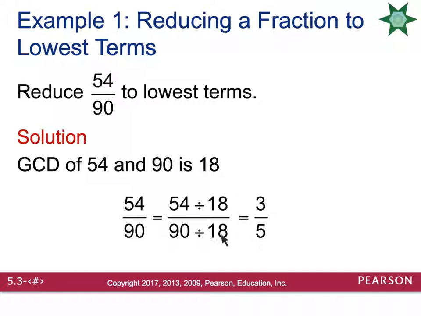Now there's other ways to do this, right? We could divide out numbers until we can't divide out anymore, like 2s and 3s and things like that. But the easiest way is to find the greatest common divisor of 54 and 90. Think of greatest common factor as another way. So we could also call this a greatest common factor, GCF, which is another way to say greatest common divisor. In this case, it's 18.